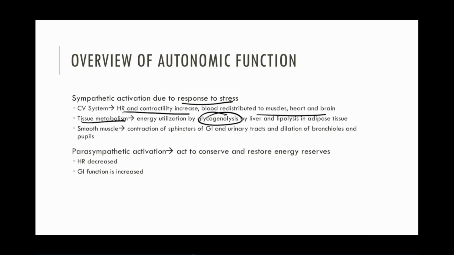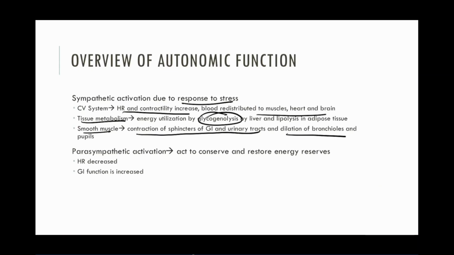Smooth muscle. Contraction of sphincters of the GI and urinary tracts. You do not want to have to stop and pee if you're running away from a bear. So by having all these sphincters tightened up and closed, it prevents you from having to stop and go to the bathroom. So it allows you to close all those areas so you can keep doing what you got to do. And dilation of bronchioles.